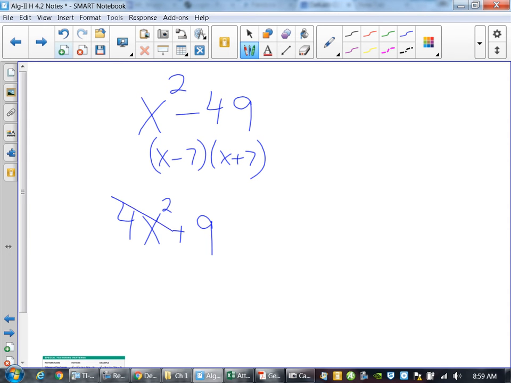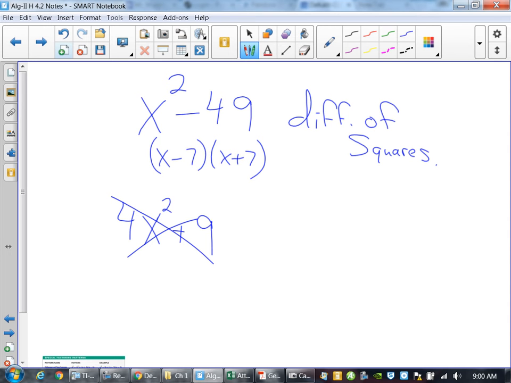This we can't factor because you didn't answer yes to all 3 of those questions. You've got to have what's called a difference of squares. Difference of squares allows you to do that.